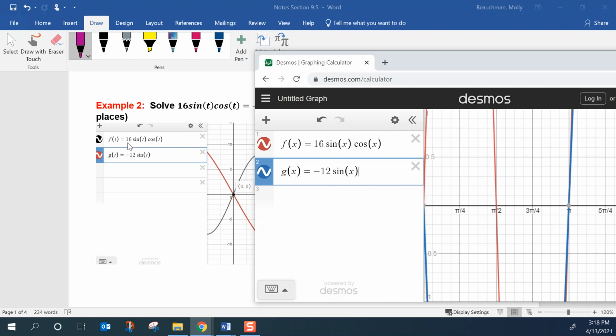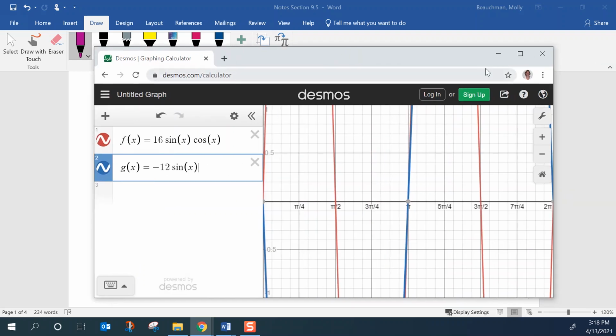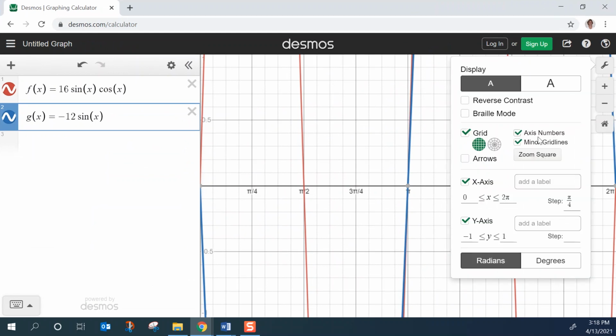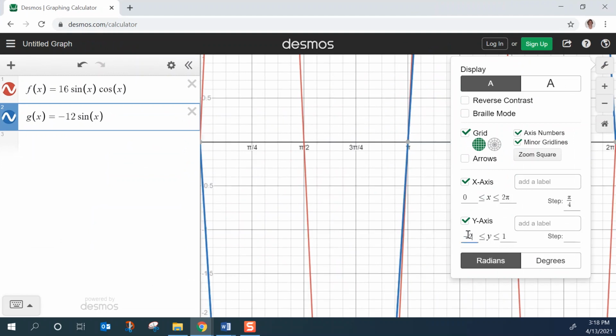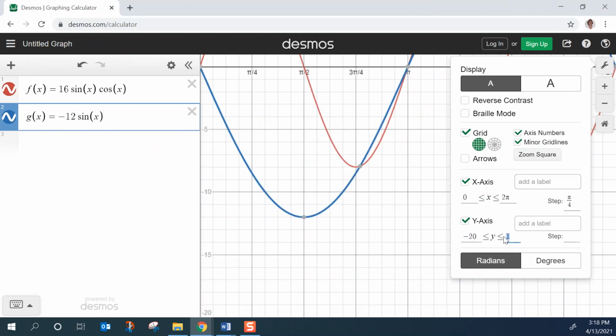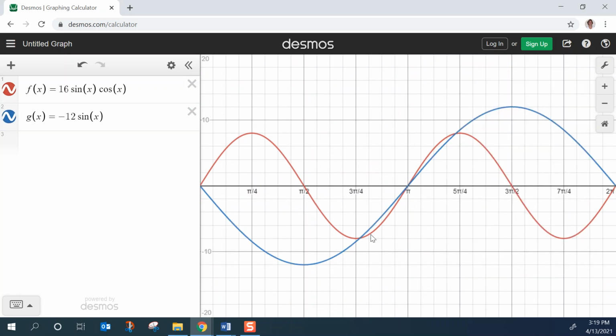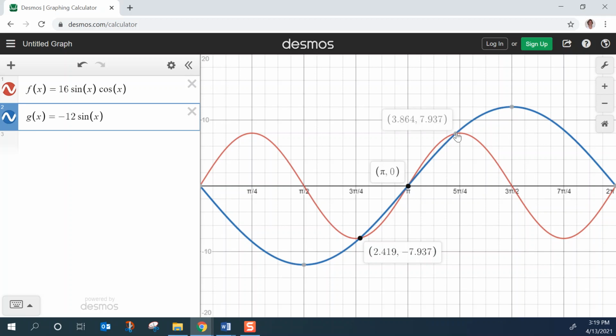The amplitude, we've got 16 multiplied here, 12 here. So that tells me I have to be a lot wider than 1. So adjust your y-axis, maybe negative 20 to positive 20. That might be a little too much, but everything fits. So your x-axis, I still have 0 to 2 pi by counting pi over 4. And then click on all the places where your function intersects. And that will tell you your solutions.